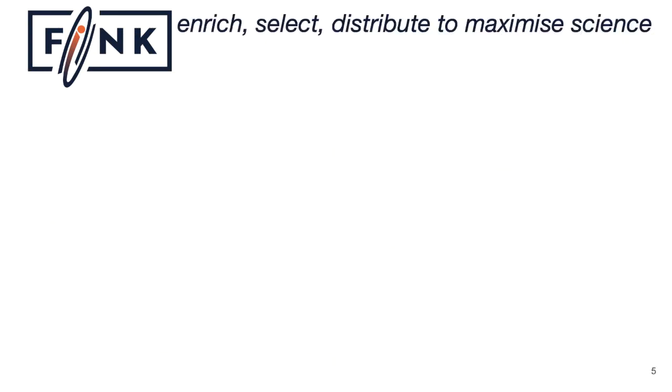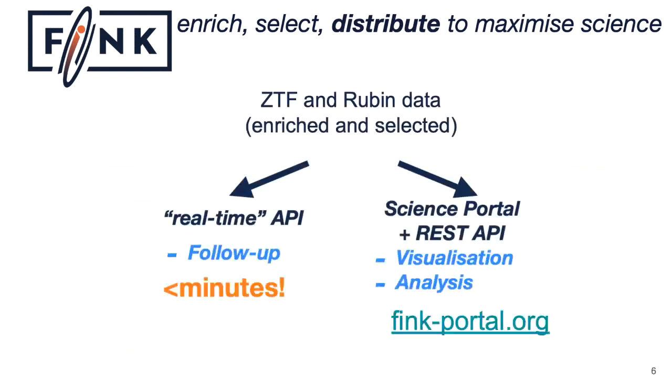So I will summarize what we do as enrich, select, and distribute to maximize science. And when we talk about these things, I'm going to start a little bit the other way around. I'm going to start with distribute, because how do you distribute? Let's say you get the CTF or Rubin data. We enrich it, we select it, we do all this magic in the brokers, and we distribute them.